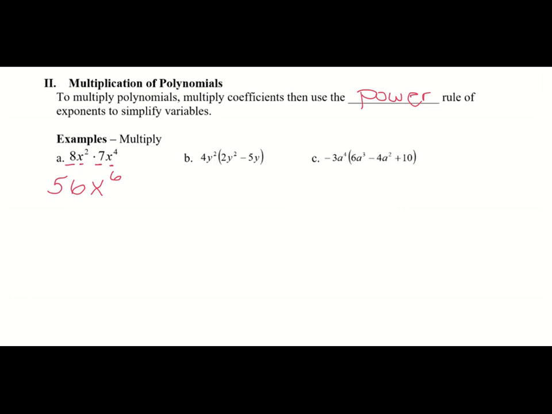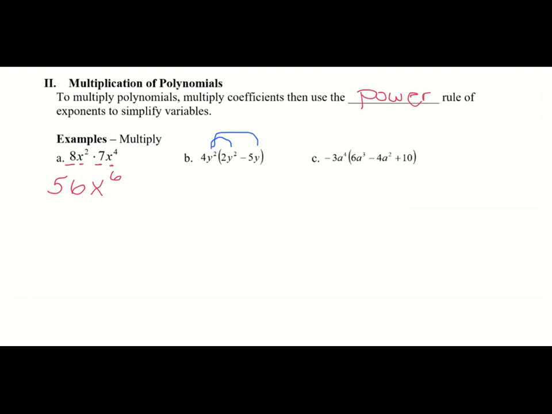Now for B, because we have the parentheses there, this is a problem where we're going to use our distributive property. So we are going to distribute, or multiply, the 4y squared to each of the terms on the inside. So we'll do it just like we did A, but we have 2 pairs of terms to worry about.